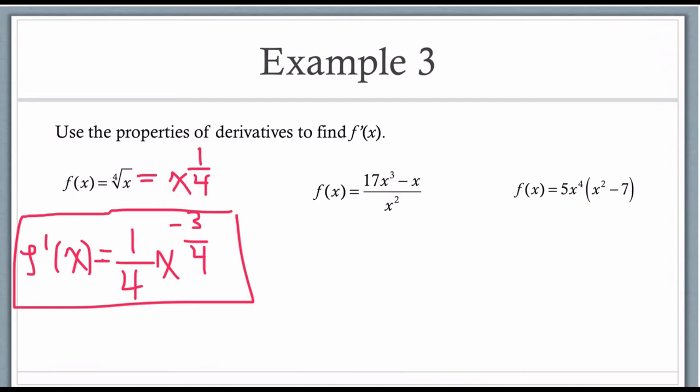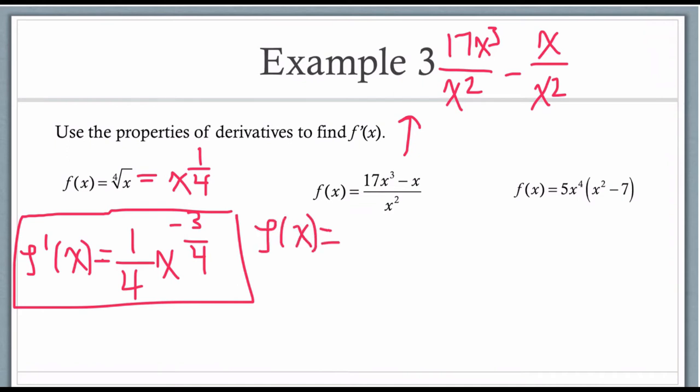In the second example here, we see that we have a quotient. So the first thing that I always want to try to do when I have a quotient, and the same thing will be true in the next example with a product, is I want to simplify the expression. So remember, we can simplify this by separating the fraction. So I have 17x cubed over x squared minus x over x squared. And now I just use my properties of exponents to simplify it.